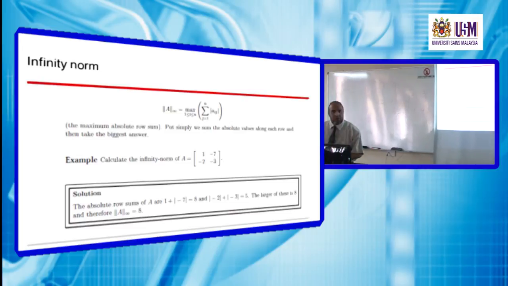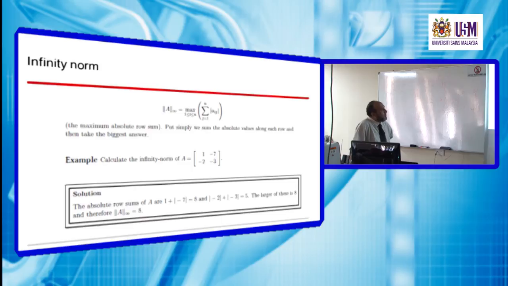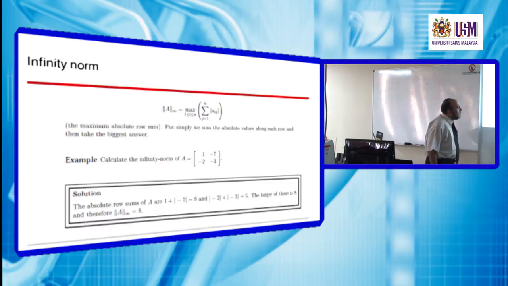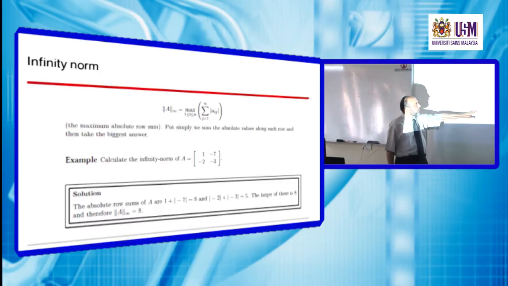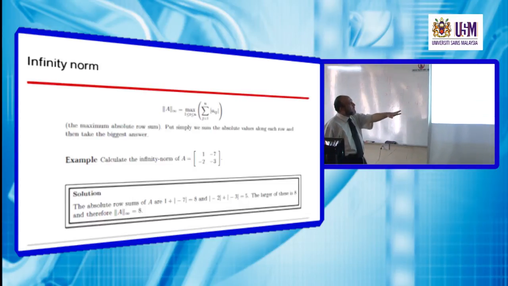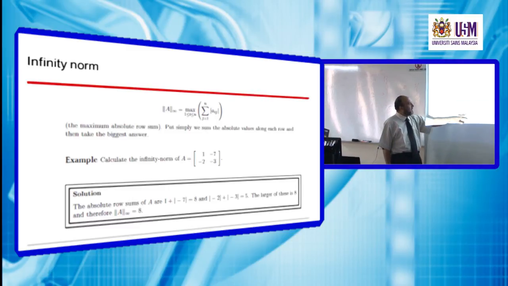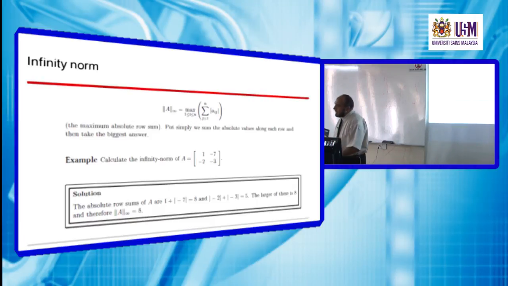So for our example here, the same matrix as before, 1 and minus 2 and minus 7 and minus 3. We sum the first row, and it is 1 plus 7, which gives 8. And the second row is 2 plus 3, which is 5. So the L infinity norm of matrix A given here equals 8. Okay, in fact the L1 and L infinity norms for a matrix are very simple.